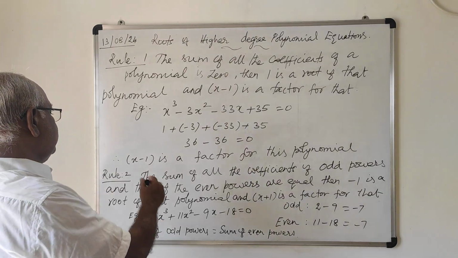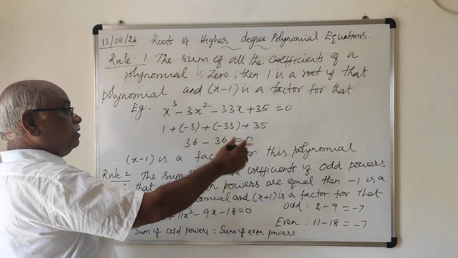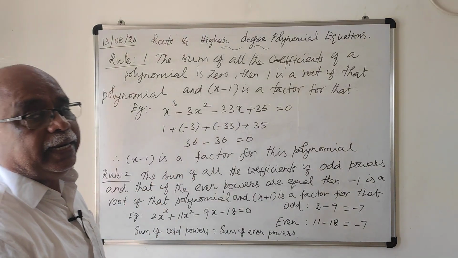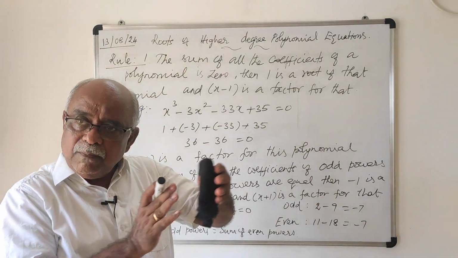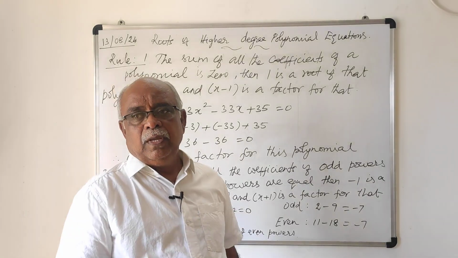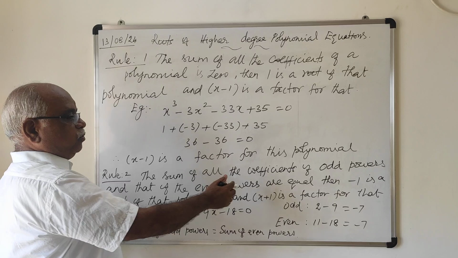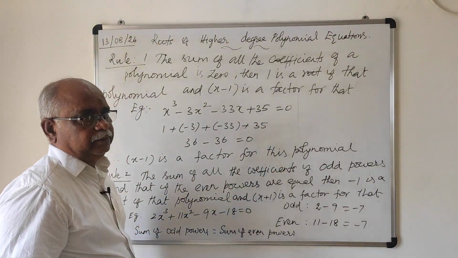Rule 2 states that if the sum of all the coefficients of odd powers and that of the even powers are equal in a polynomial, then minus 1 is a root of that polynomial and x plus 1 is a factor for that polynomial.